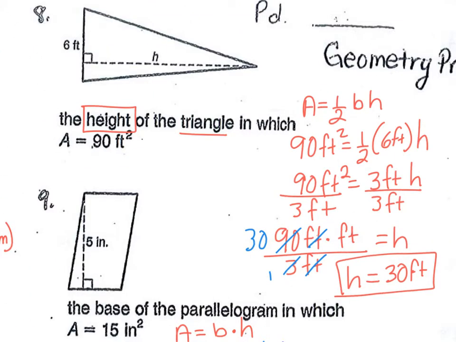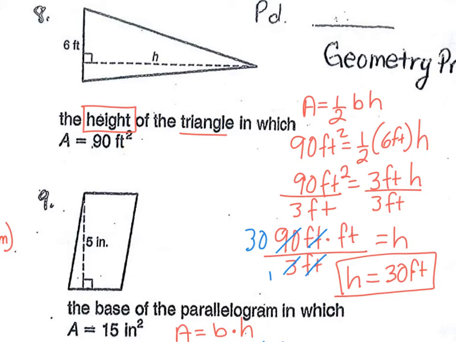In number 8, they're asking you to find the height. The area is 90 square feet. So 90 square feet equals 1/2 the base, which is 6 feet, times the height. Half of the 6 is 3 feet. Divide by 3 feet. You cancel out one of the feet. And the 90 reduced by 3 is 30. So it's 30 feet. That was the answer for number 8. Any questions in number 8?